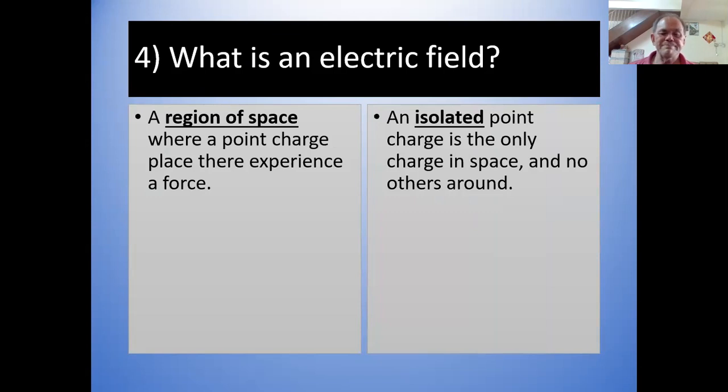Okay with that so far? These are terms you will encounter. Electric field, isolated. Okay.